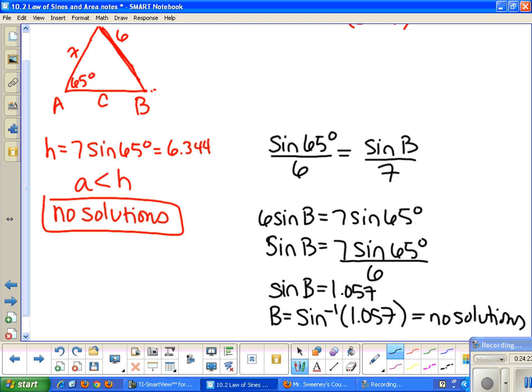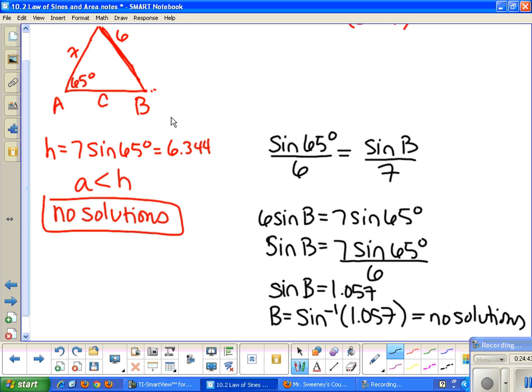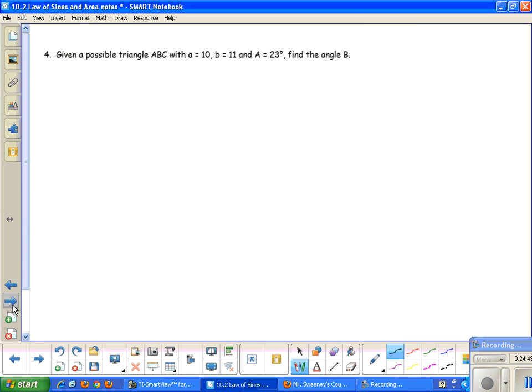And even in your calculator, if you try to do that, if I do the second sine inverse of the answer and hit enter, notice it says error domain. Because it's not in our domain, therefore I have no triangles. So that's another way. Even if you forgot how to do the height part, you can still solve it to figure out that there were no solutions because I couldn't solve for the triangle.